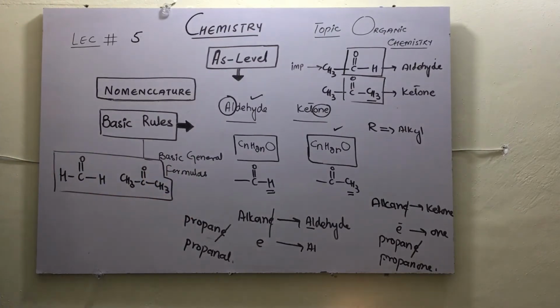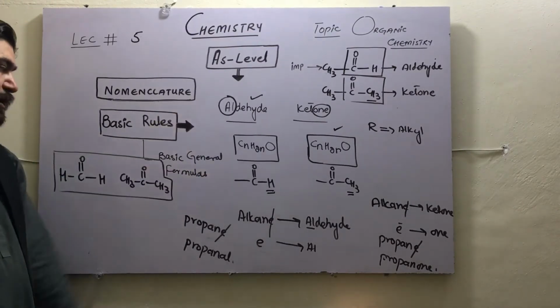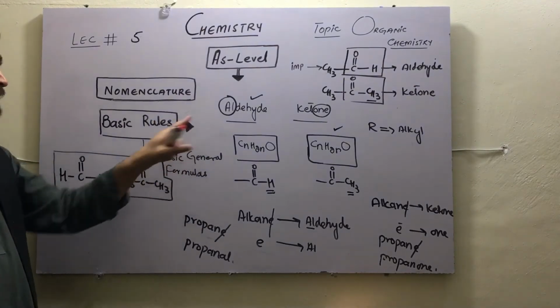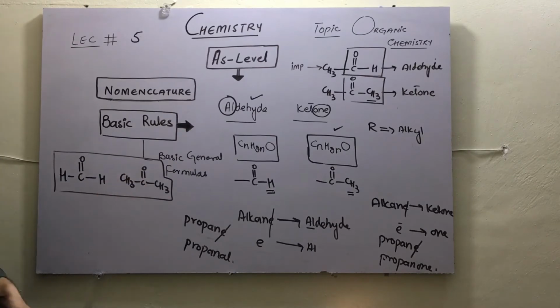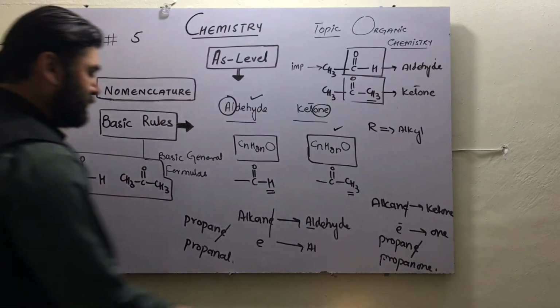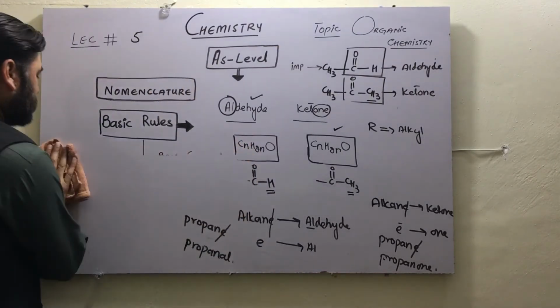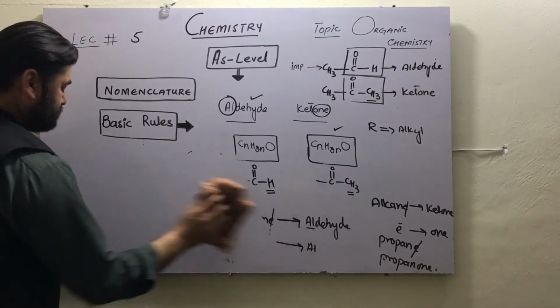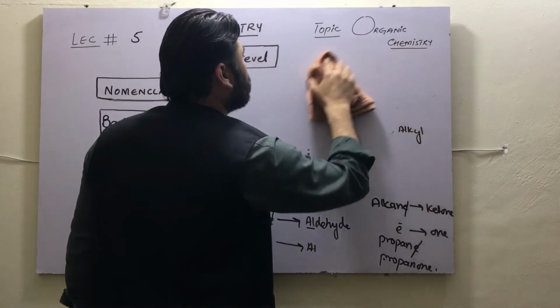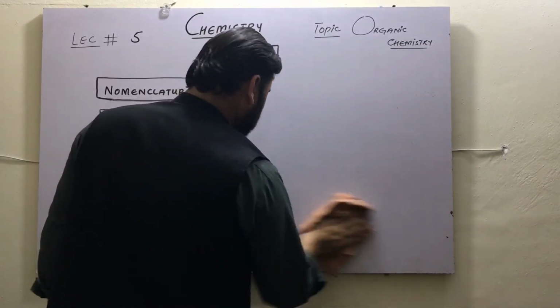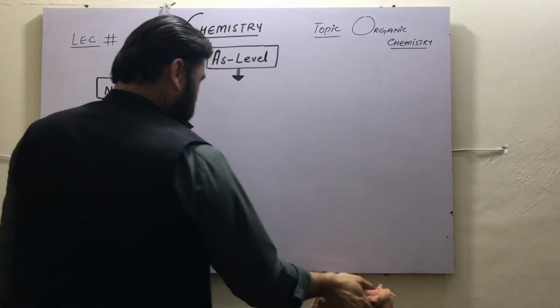Whenever we start numbering, we start a family of isomers. So aldehyde will start from methanal and ketone will start from propanone. So this is important. Now let's discuss more important things about aldehyde and ketone. Aldehyde and ketone is a very long topic, so we are discussing it in a very short way.